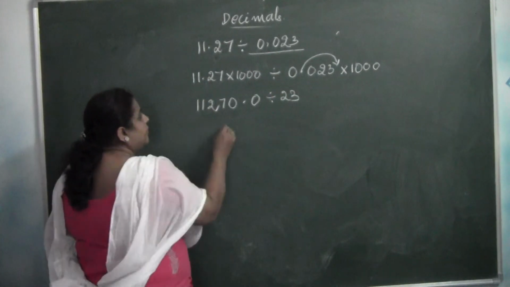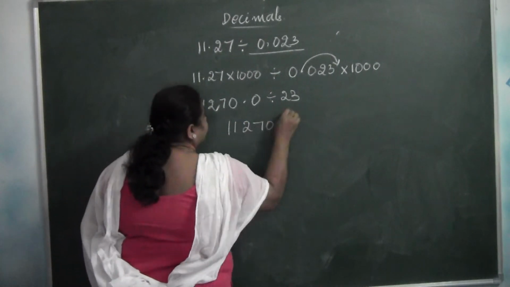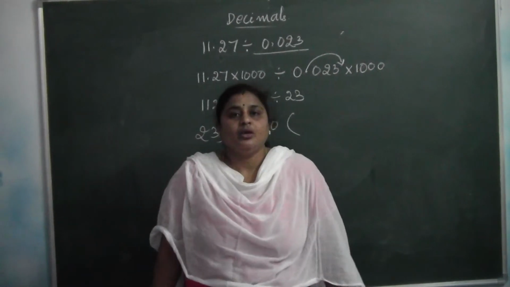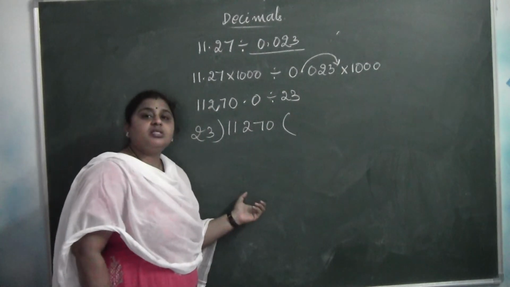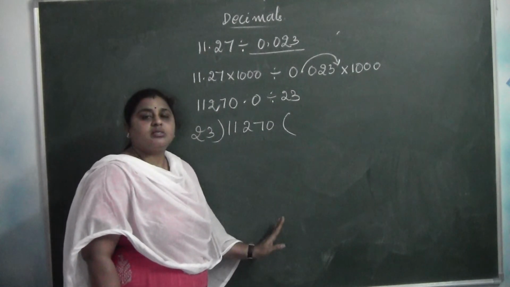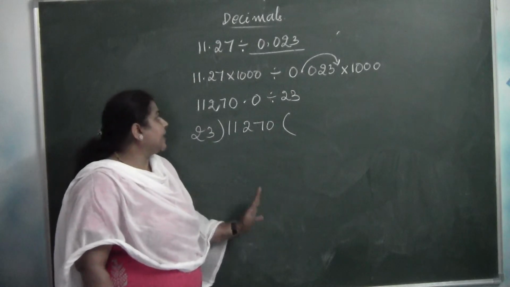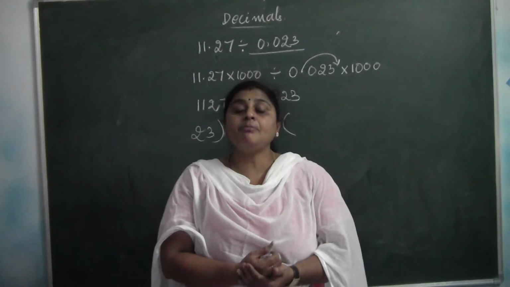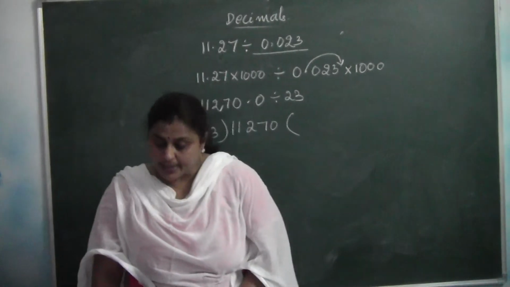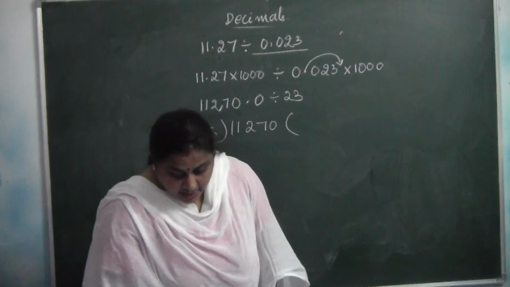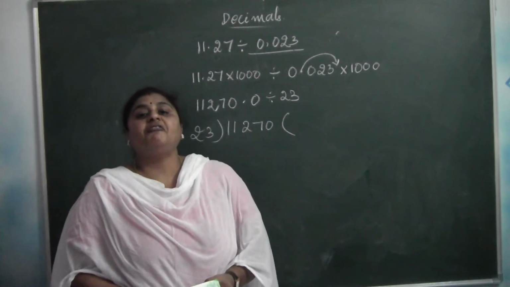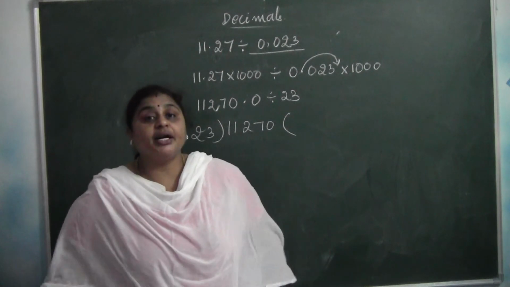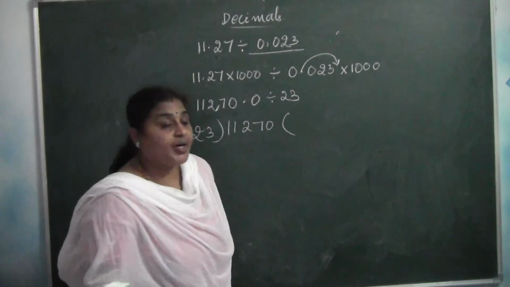Got it? Now you are dividing 11,270 with 23. Got it? So this division process, as usual, the same procedure you will be following. So this is how to divide a decimal number with a decimal number. Got it, children? Now next, let us see how to convert a fractional number into a decimal number.